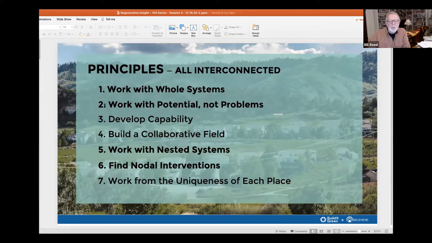So we're going to be emphasizing four principles tonight: work with whole systems, work with potential, not problems, work with nested systems, and find nodal interventions. Just so you know, for those of you who are following the numbers, we are not following them in order. We're following them in what conceptually makes sense.